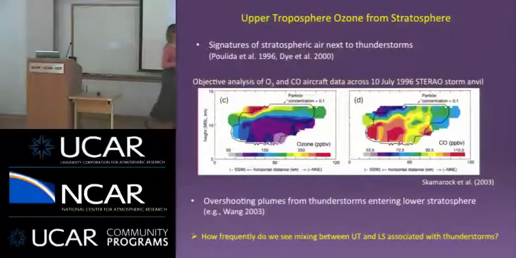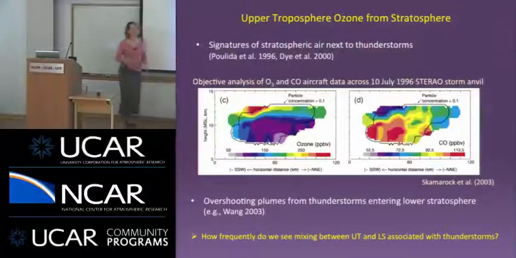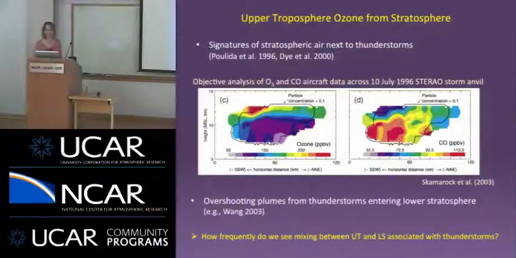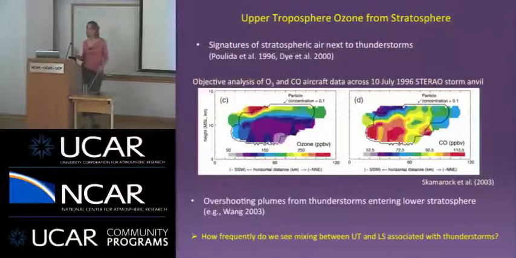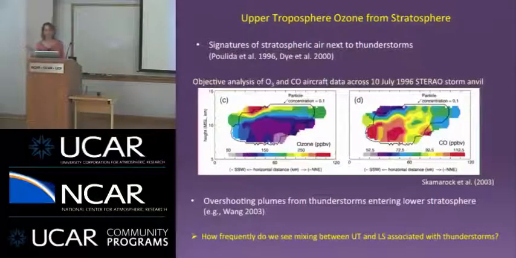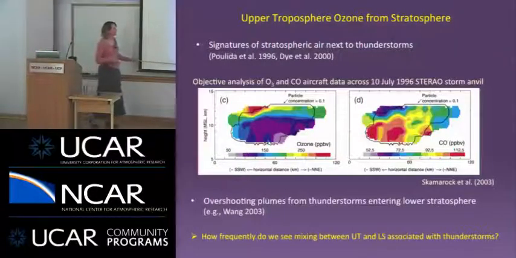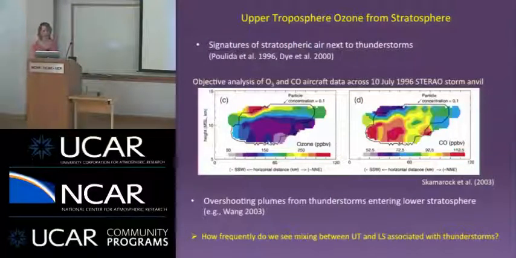And similarly, in carbon monoxide, we see very low carbon monoxide concentrations, again indicating stratospheric air. So it's showing an indication that there's some mixing happening between the upper troposphere and the lower stratosphere. In addition to stratospheric air coming into the upper troposphere, we also have seen evidence of overshooting plumes from thunderstorms entering the lower stratosphere, which is hugely important for water vapor getting into the lower stratosphere, being an important radiative effect as well. So one of the questions from this type of evidence is asking how frequently do we see mixing between the upper troposphere and the lower stratosphere associated with thunderstorms.